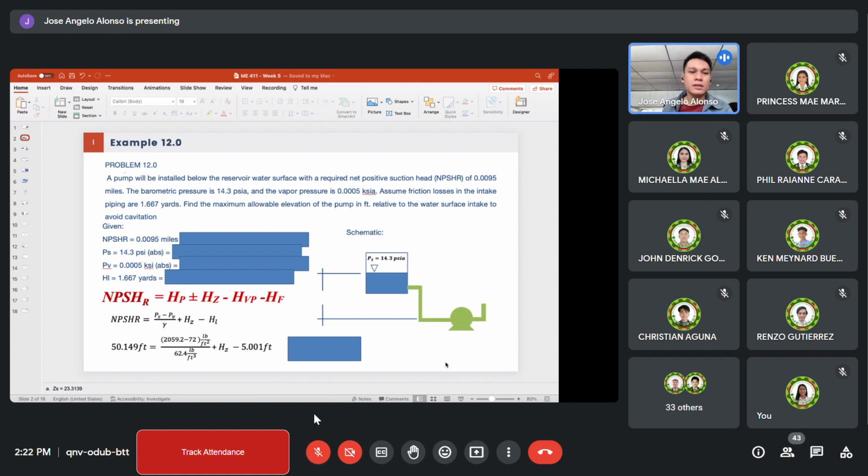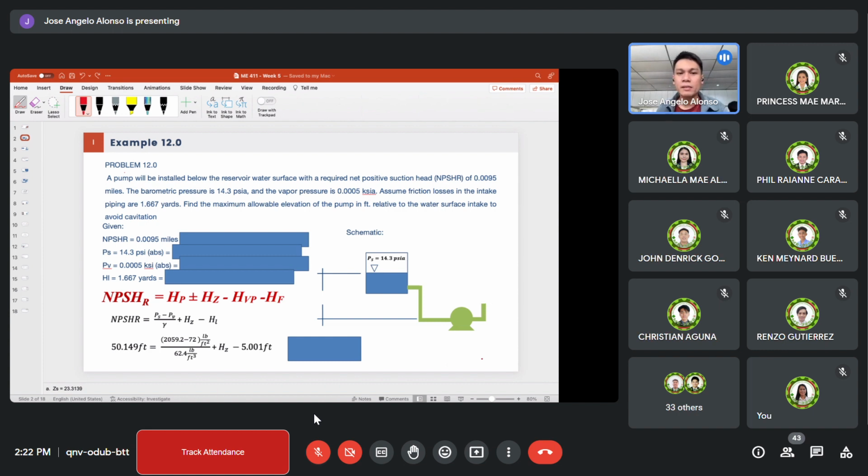A pump will be installed below the reservoir water surface with a required net positive suction head of 0.0095 miles. So, ang given scenario, given condition is that the pump is installed down below the reservoir. So, tama yung ating schematic. Kung titignan nyo dito sa right side, yung pump natin is installed below the reservoir.